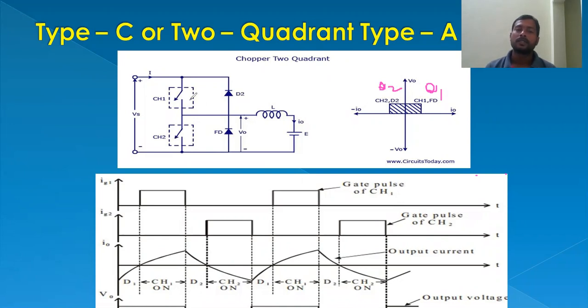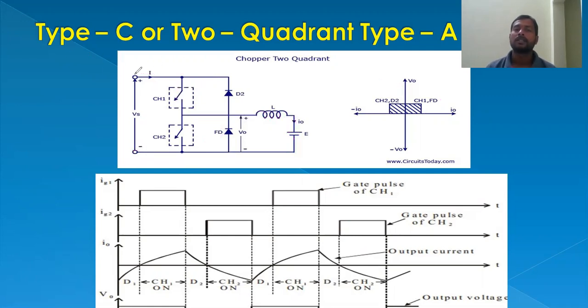In Q2, if the chopper CH1 is closed, what will happen? Supply flows in this direction. Here it is open so it will not flow, and here also there is no path because the diode is reverse biased. And here also the freewheeling diode, the current will not flow in this path because the diode is reverse biased. Only the path is through the inductor and back to the DC supply. This is the closed path.